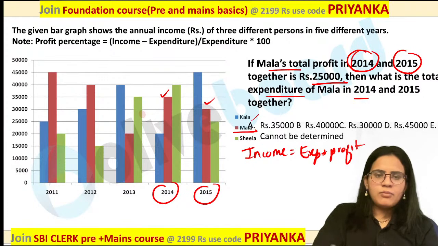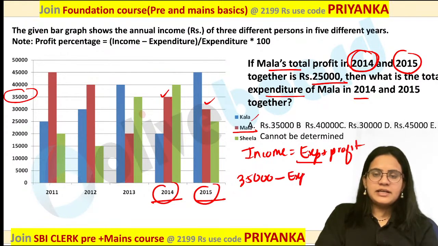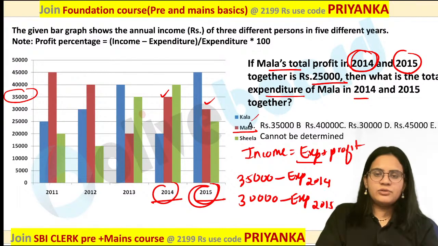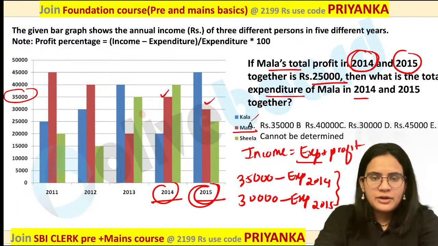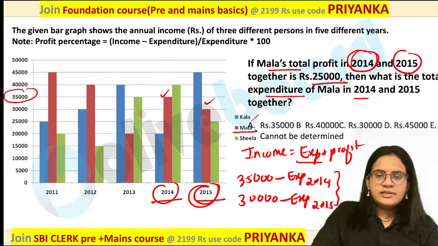Now suppose I am talking about 2014 and 2015. So how much would be the expenditure over here? You have to check corresponding to Mala. So this is nothing but 35,000 is the income. So that would be equal to 35,000 minus expenditure in 2014. Are you getting it? That is nothing but 2014 expenditure. And if I am talking about 2015, what is her income? 30,000 is the value minus expenditure in 2015. This is the given value over here. Now these are the two values of profit. Both of these are the together values of the profit over here. Now what is given in your question? This together value is nothing but 25,000.